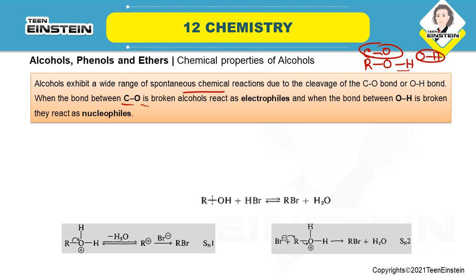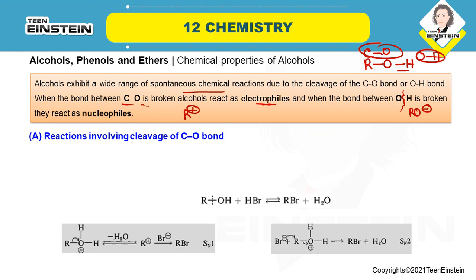The reason is that when the OH bond is broken, you get an RO minus type of species which carries a negative charge. But when the CO bond is broken, that means when OH is removed, there will be a positive charge, so now it will behave as an electrophile. This is the basis of why they show different chemical properties. So first we will see all those reactions that are because of the cleavage of the carbon-oxygen bond. That means now it will behave as an electrophile.